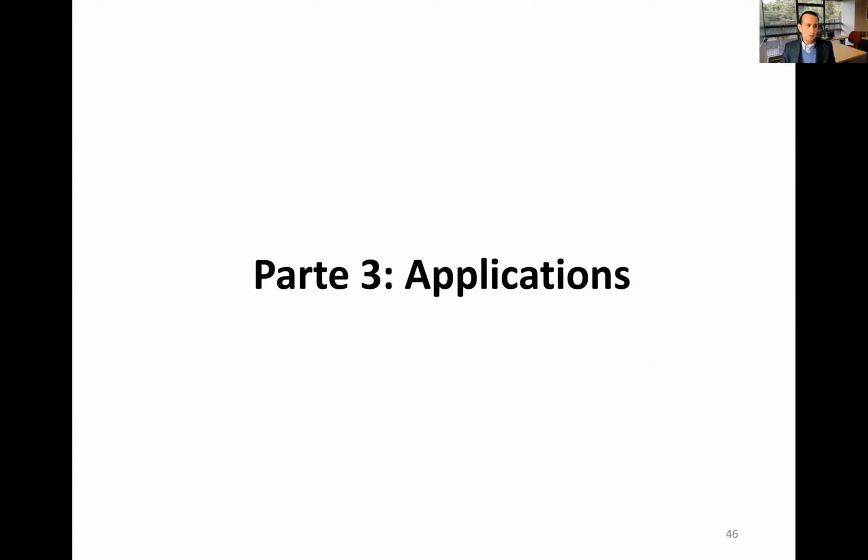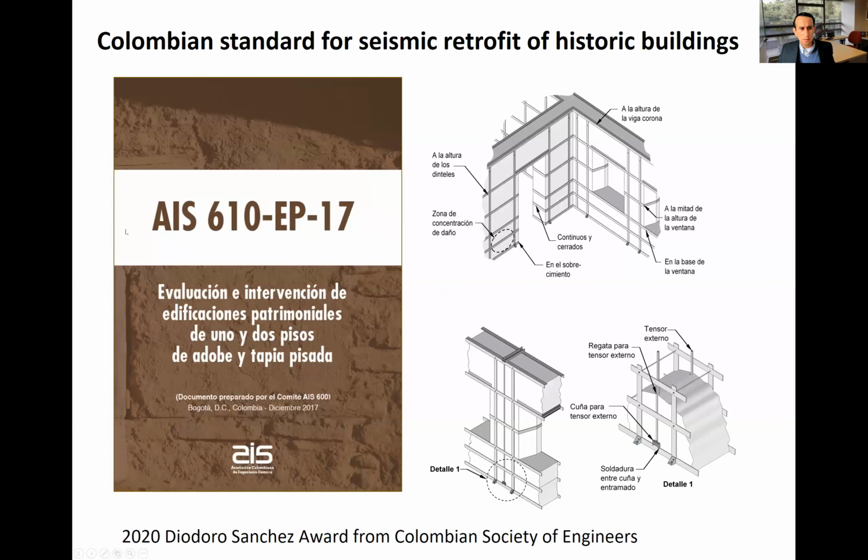Finally, I would like to show some applications. The first application that I would like to show is this document, the AIS 610. This document was prepared by some people in Colombia. I was part of that group. I was actually leading this part on retrofitting, and we have included some of the results of all this research in this document. And this document is now a standard for the seismic retrofit of historic buildings made of earth.